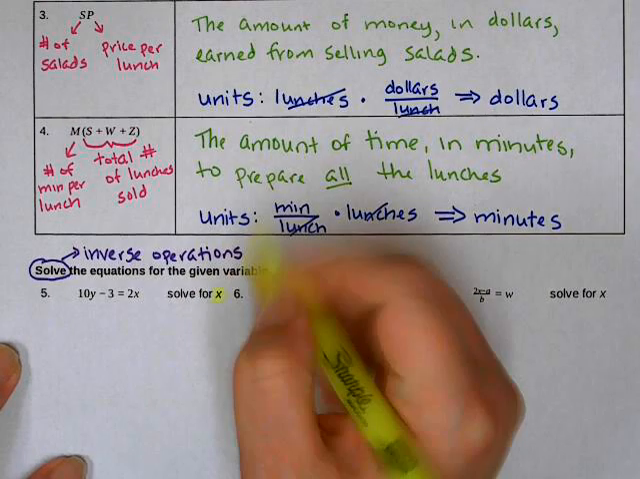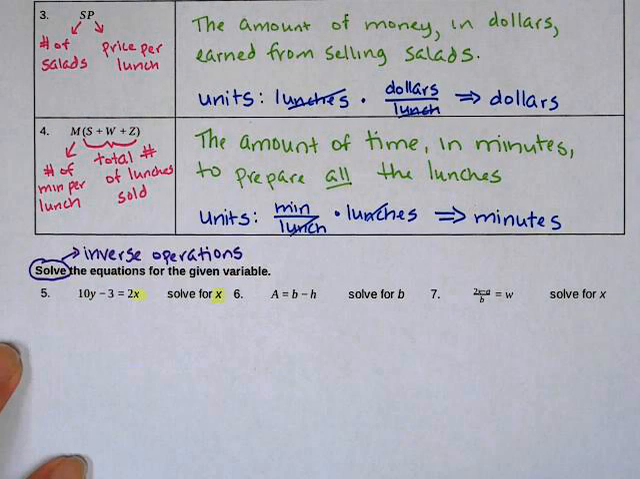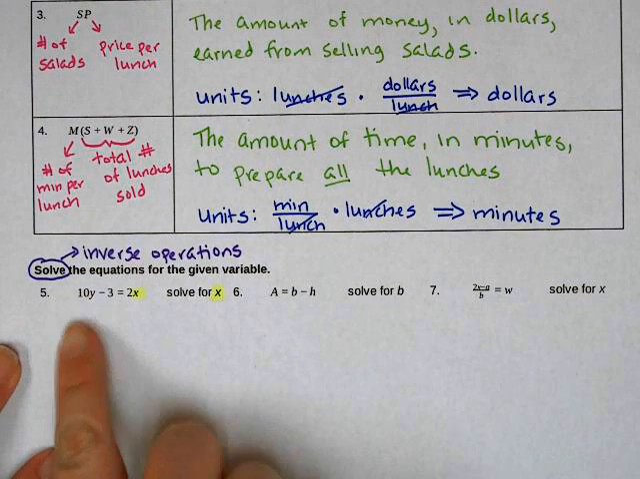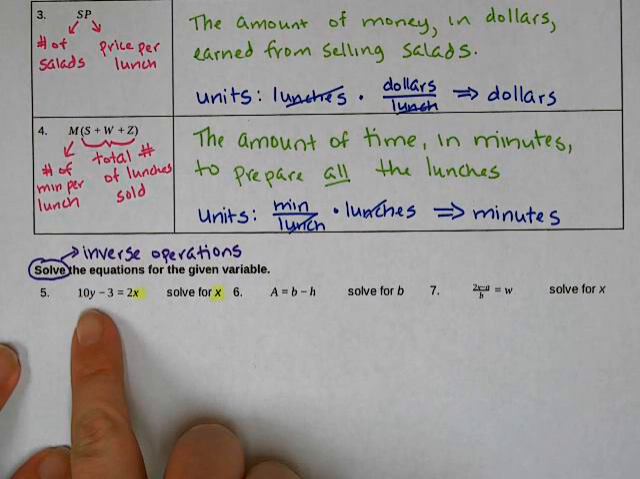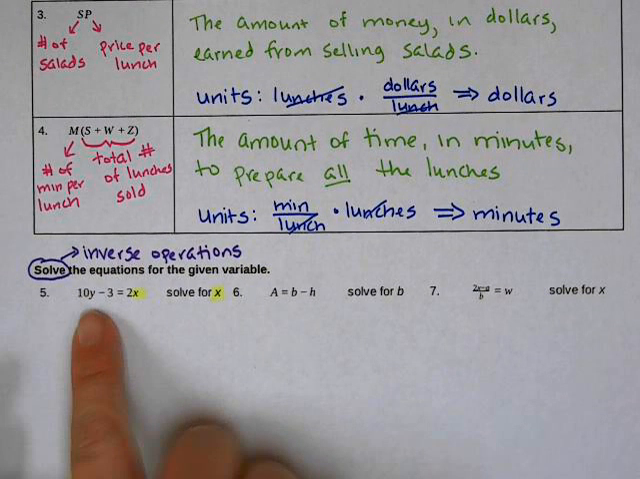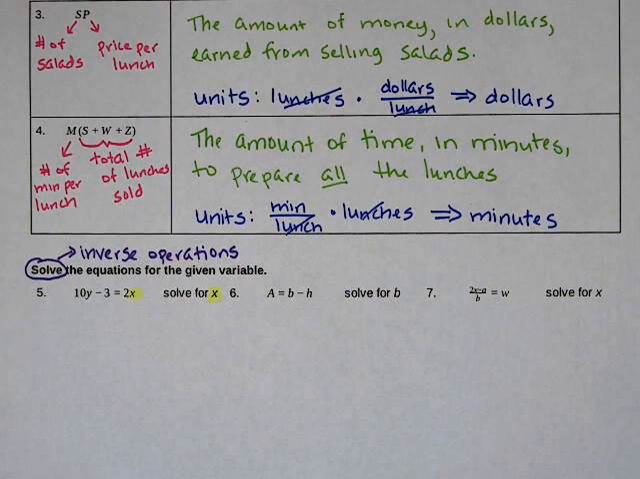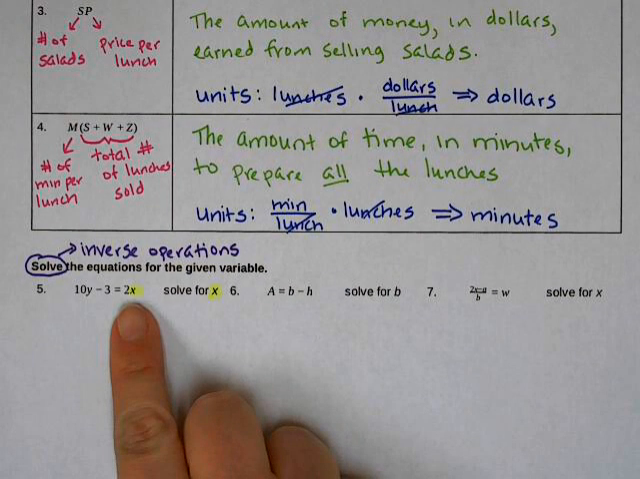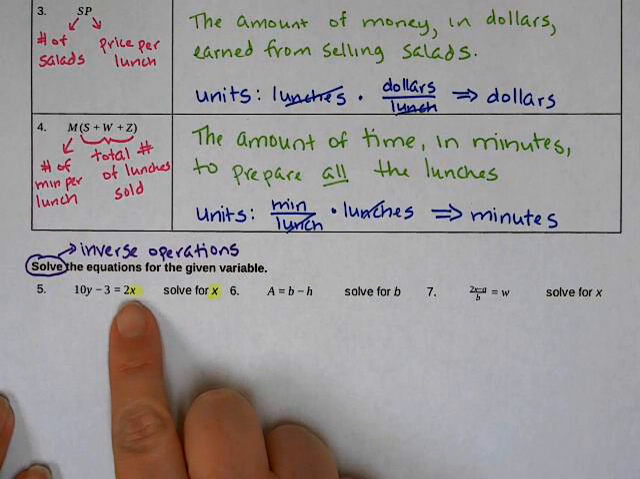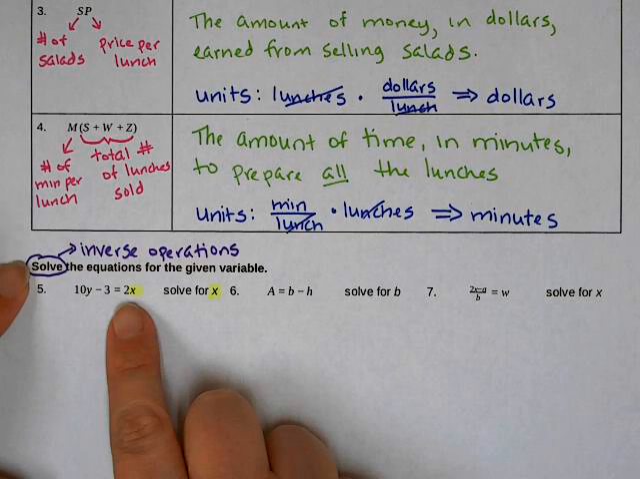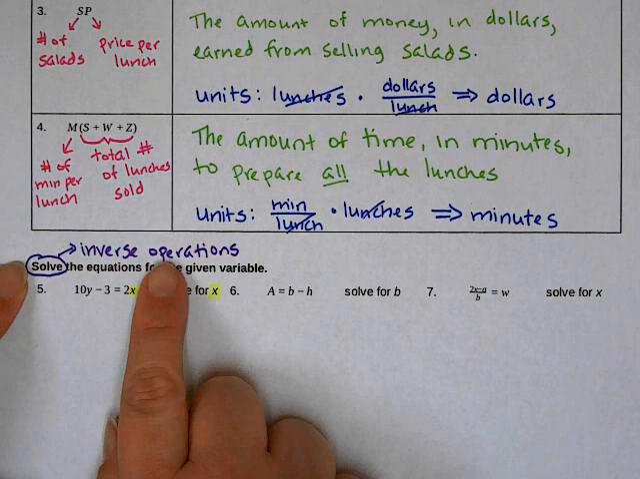So what I like to do is highlight the x that I am looking for, because when I look here, I can see that there's more than one variable. And we don't usually solve things that look like that. So I need to highlight the x because that is the thing that I need to get by itself. Right now it says 2 times x. So I know in order to solve this equation, I'm going to need to use the inverse operations.